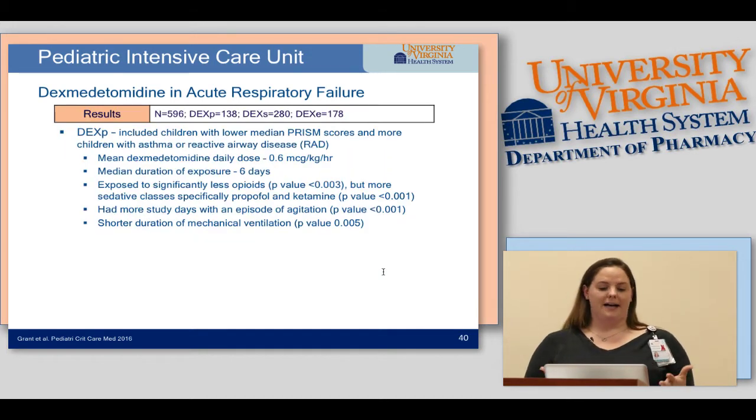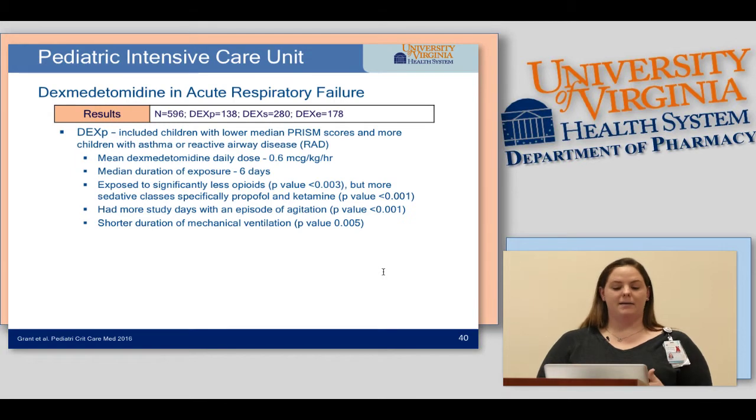Breaking this out, I'll first talk about dexmedetomidine as a primary agent. A total of 596 patients were included in this study, and 138 received dexmedetomidine as a primary sedation agent. This population included children with a lower median PRISM score, the Pediatric Risk of Mortality score, which is a frequently used physiologic-based severity of illness measure to estimate the mortality risk of this hospitalization. It also included more children with asthma or reactive airway disease.